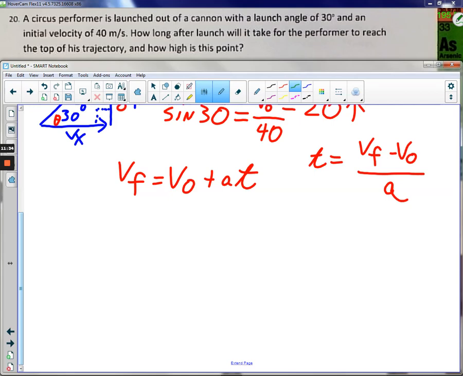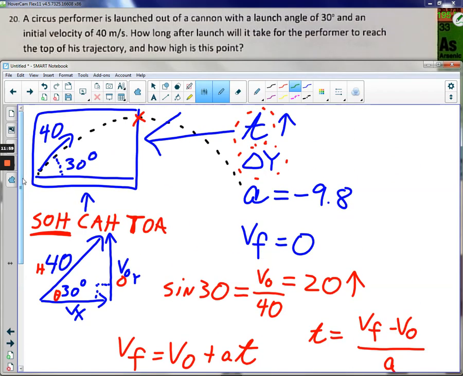So when we start plugging this stuff in, our VF is 0, so we got 0 minus 20 divided by negative 9.8. You're right. So that would count. It's going to be awfully close to 2. Yeah, right. 2.04? I love it. So 2.04 seconds. Sweet. Come back up and let's put that in as our time.